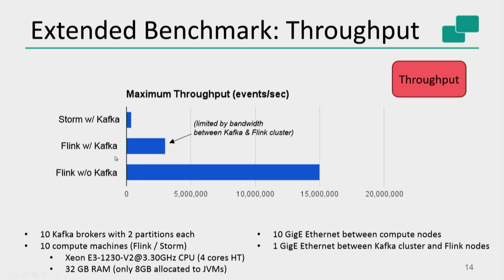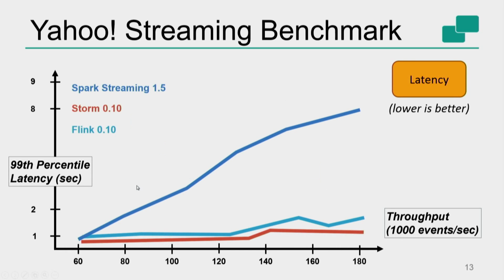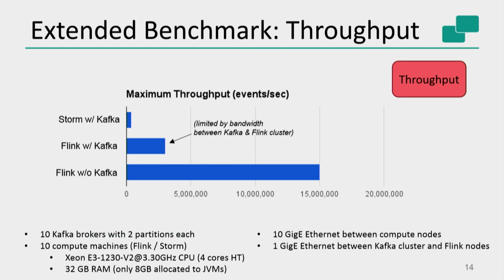You can see that the Yahoo benchmark stops somewhere at 180,000 events per second, but if you have a decent network you can push this quite a lot further. This was running on 10 machines, up to 15 million elements per second. So throughput seems to be okay in general in the case they suggested in this benchmark.